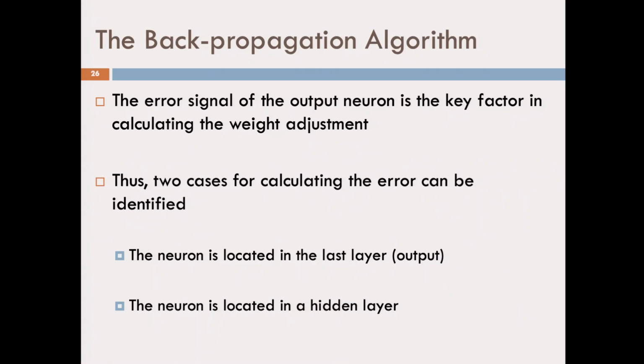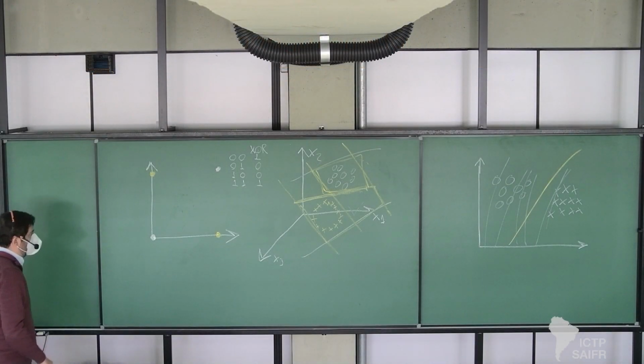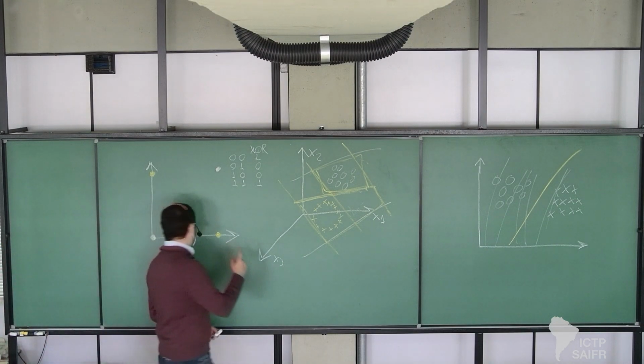So I calculate the beginning in the output layer. I'm going to change here just a little bit. There are some drawings in the slides, but I like to draw here. Should I turn on the lights?